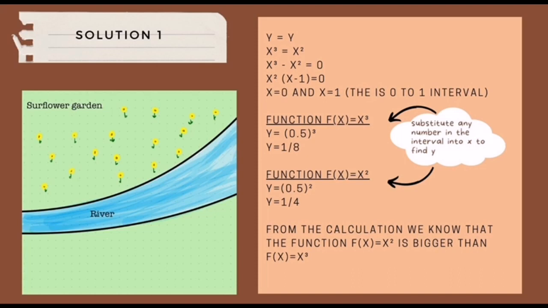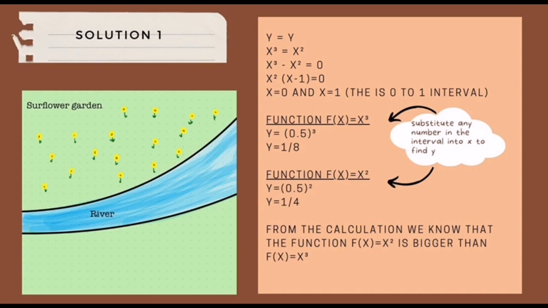Now let's see the solution for problem 1. In order to find which one of the functions is bigger, first we need to find the interval. In order to find the interval, we need to set f(x) equal to f(x), and then find the values of x. With this, we know that the values of x are 0 and 1. That is the interval, 0 to 1.